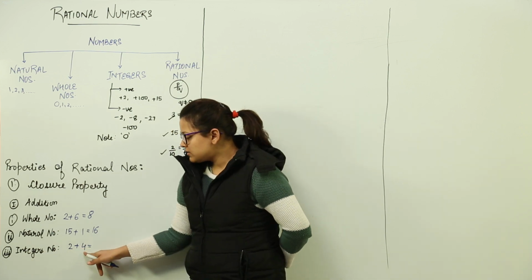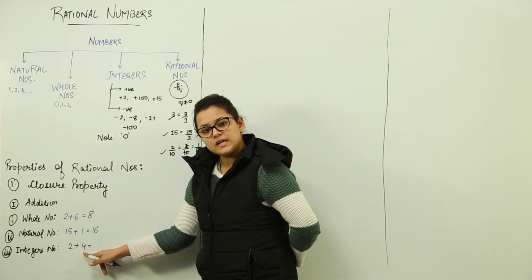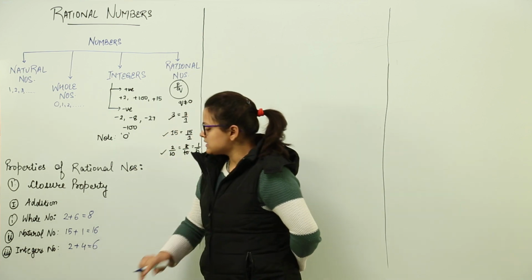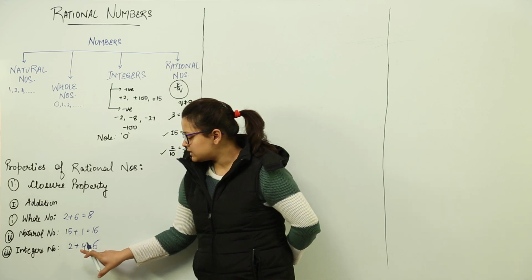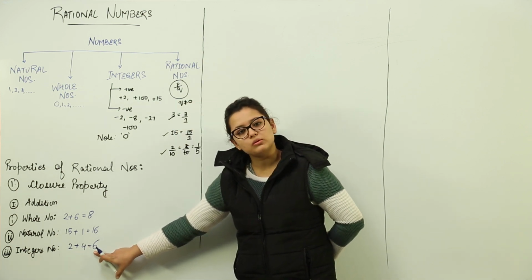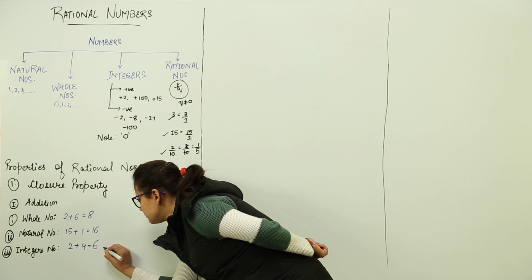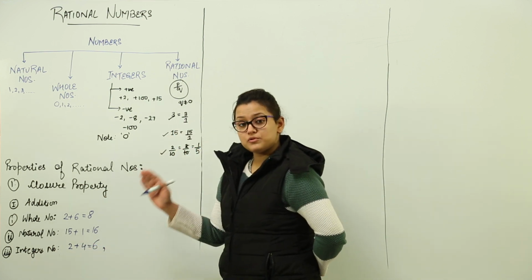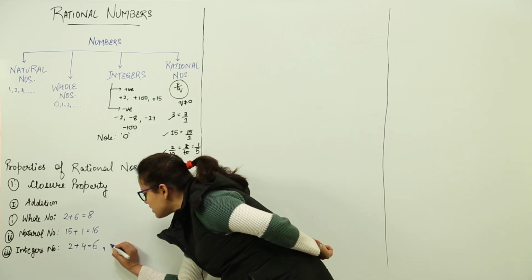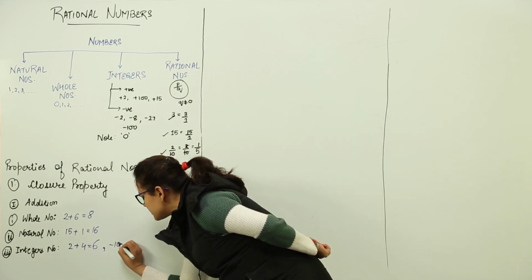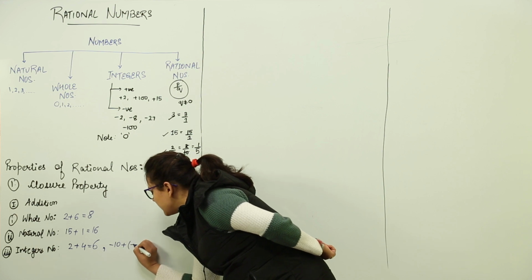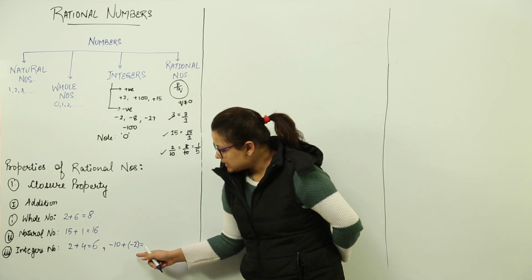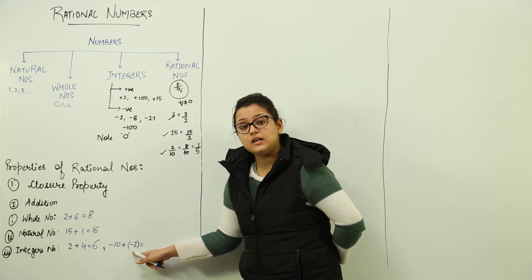Both are positive integers because they have positive signs with them. So what are they adding up to? 6. This means when two integers are added, they give us another integer only. Let us try another one. Now we have already taken two positive integers. I am trying to take two negative integers now. Let's check minus 10 and minus 2.